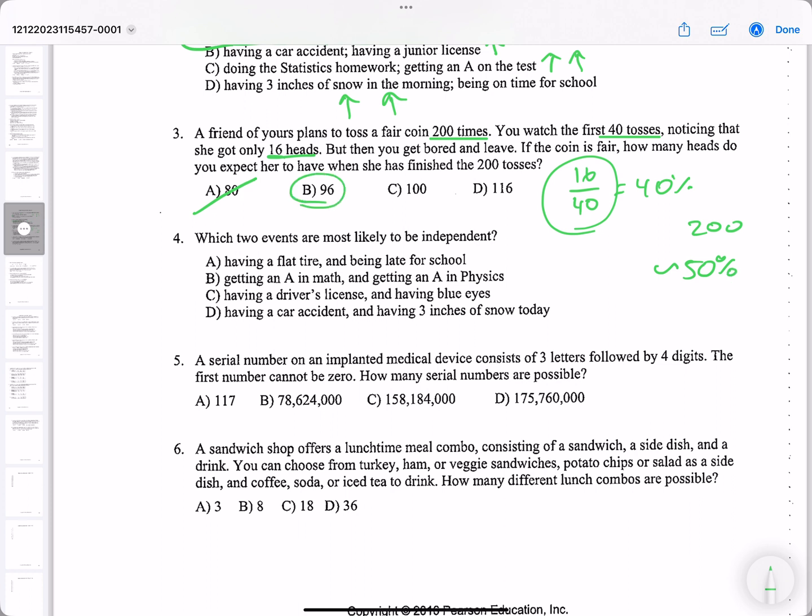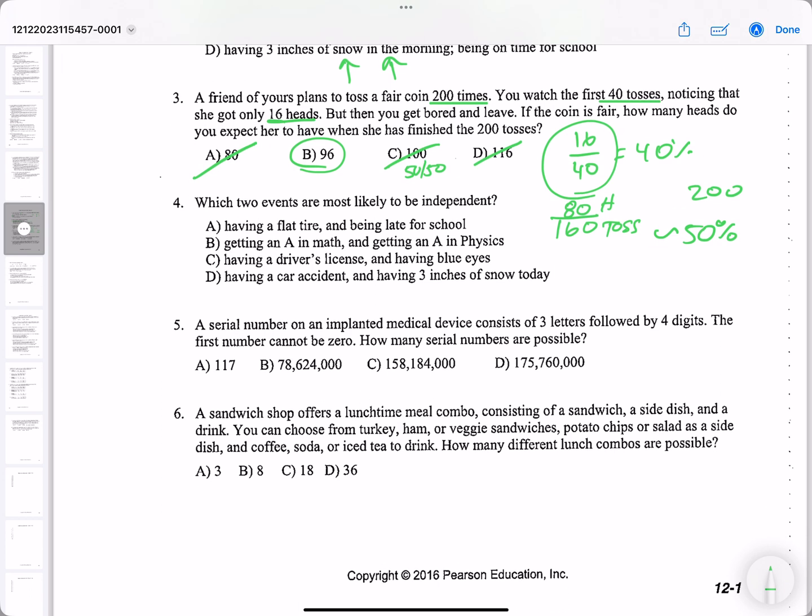So 96 would allow me, when I toss it the other 160 times, to get something pretty close to about 50%. So 80 out of 160, getting 80 heads out of the remaining tosses. So 80 plus 16 is 96. 100 is an exact 50-50 split, which it's not going to be. And 116 is over a 50-50 split. So we know it's not that.